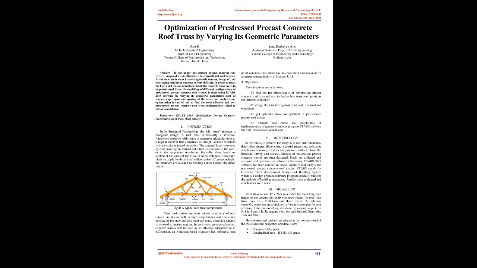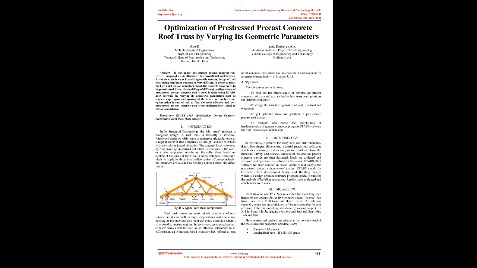Objectives. The objectives are as follows: to find out the effectiveness of prestressed precast concrete roof truss, and also to find its best truss configurations for different conditions to design the structure against dead load, live load, and wind load. To get the optimum truss configuration of prestressed precast roof trusses. To validate and check the possibilities of implementation of the general computer program ETABS for roof truss analysis and design.